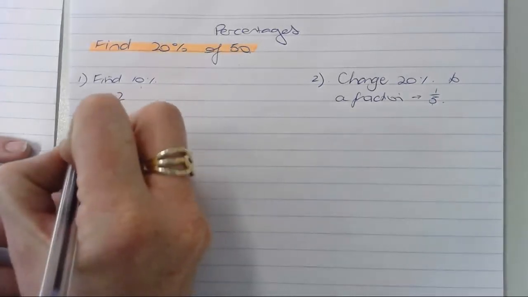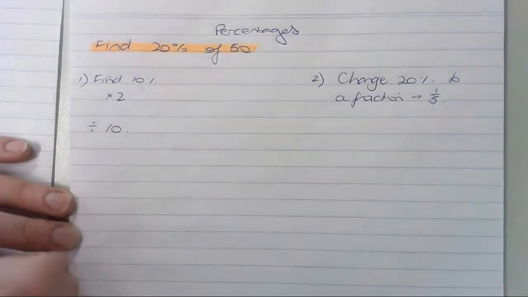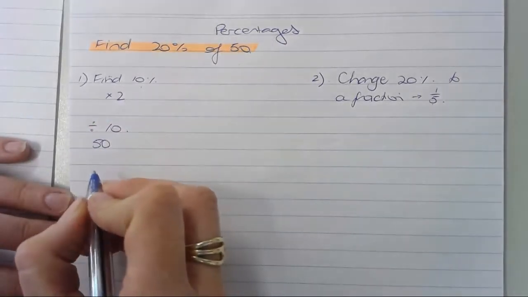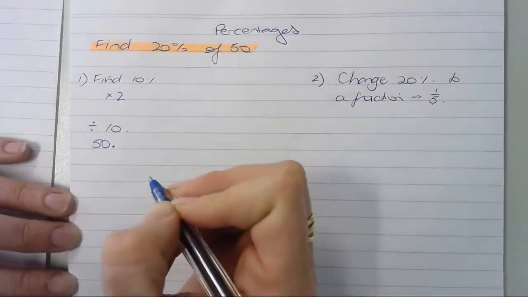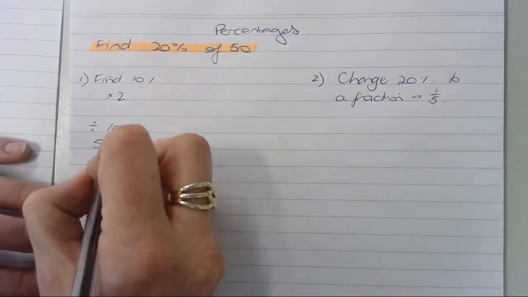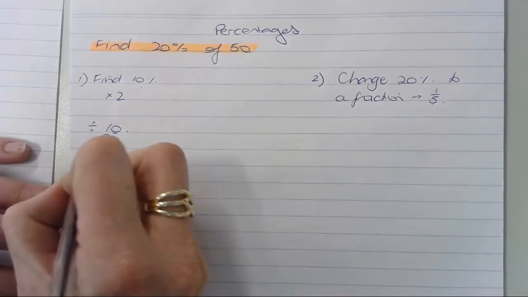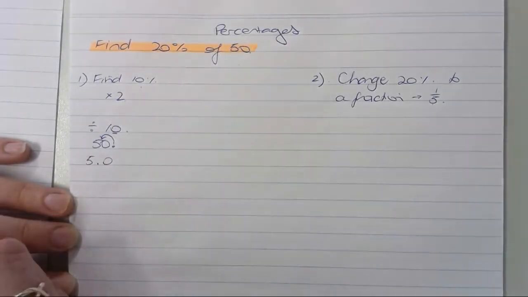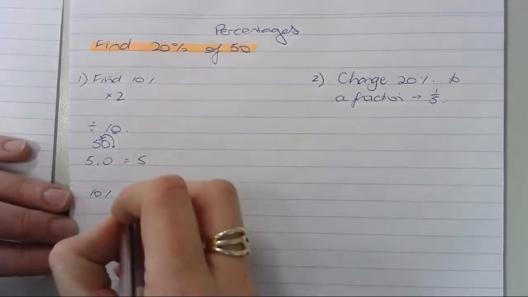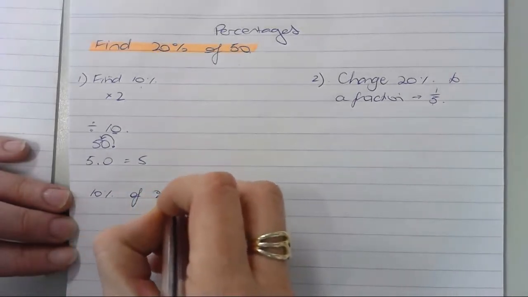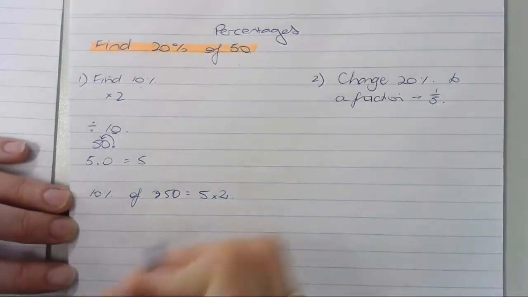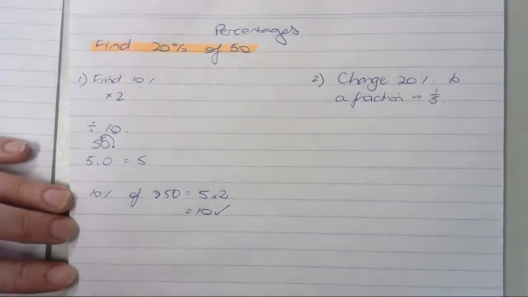To find 10% of something, what you need to do is divide it by 10. If you have a whole number and you can't see the decimal place, that means it's actually at the end, kind of like a full stop. To divide by 10, because we've only got one 0 here, we're just going to move our decimal place one position. Then I get the decimal of 5.0, which is the same as 5. So 10% of 50 equals 5. To get 20%, all I need to do is double that number, which is 10. So that's the answer there.